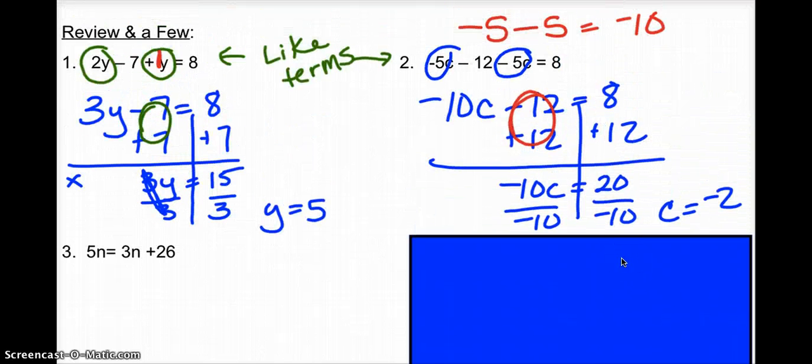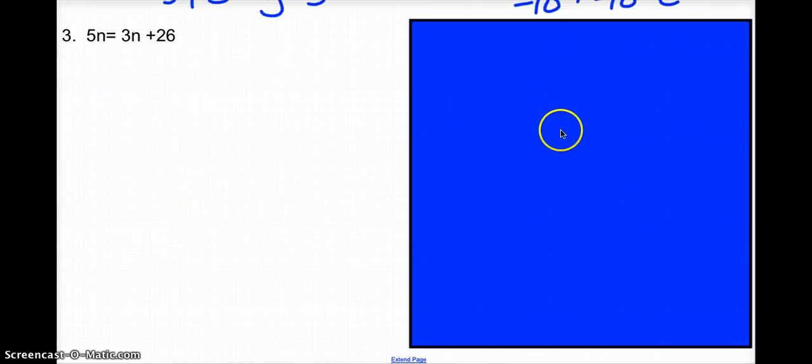So here's your secret for now. Making these zeros, we're going to call math magic. You are doing math magic because poof, the 7s and the 12 are gone. So somewhere on your paper, jot down you're doing math magic by creating zeros because poof, those numbers, those constants disappear. All right, on to the next two.